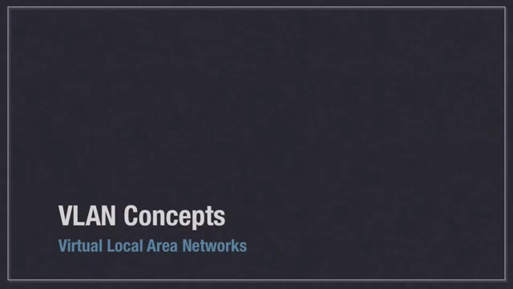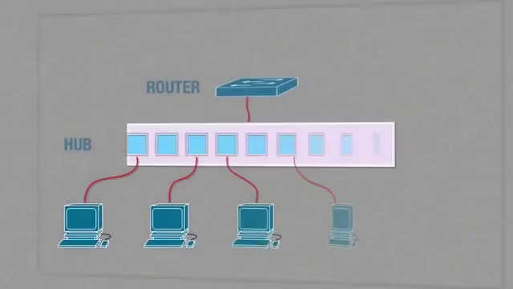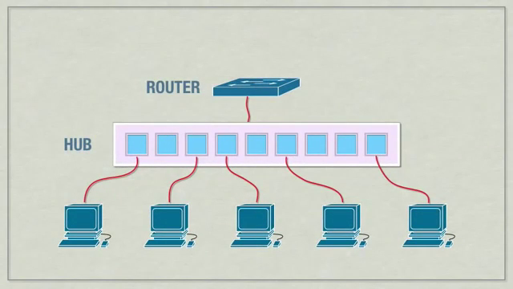I would like to look at some VLAN concepts, or concepts dealing with virtual local area networks. Before we talk about the VLAN though, let's talk about some connectivity devices for local area networks. The most basic, or at least the most common one, is a hub.